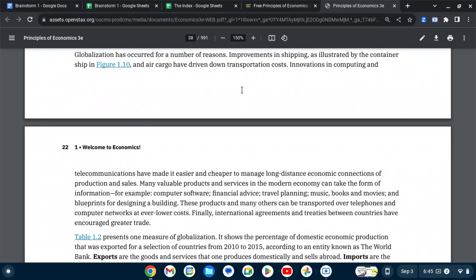Innovations in computing and telecommunications have made it easier and cheaper to manage long distance economic connections of production and sales. Many valuable products and services in the modern economy can take the form of information, for example, for building computer software, financial advice, travel planning, music, books, and movies, and blueprints for designing a building. These products and many others can be transported over telephones and computer networks at ever lower costs. Finally, international agreements and treaties between countries have encouraged greater trade.